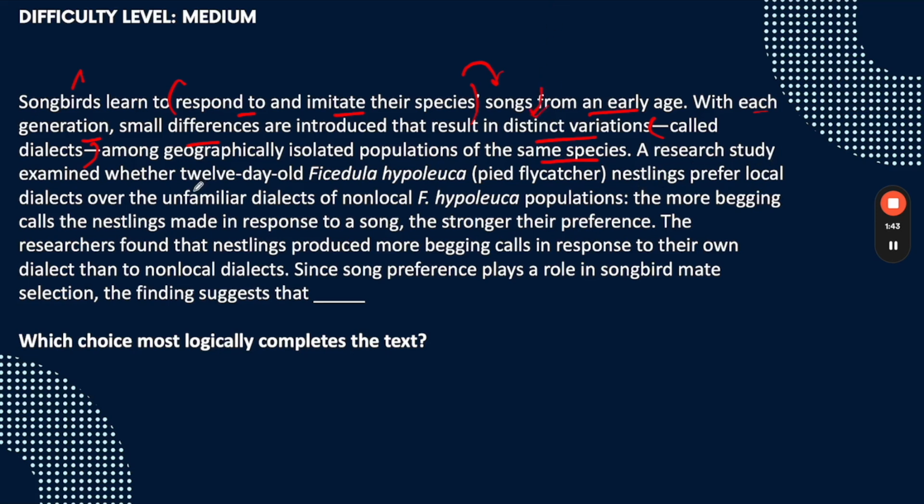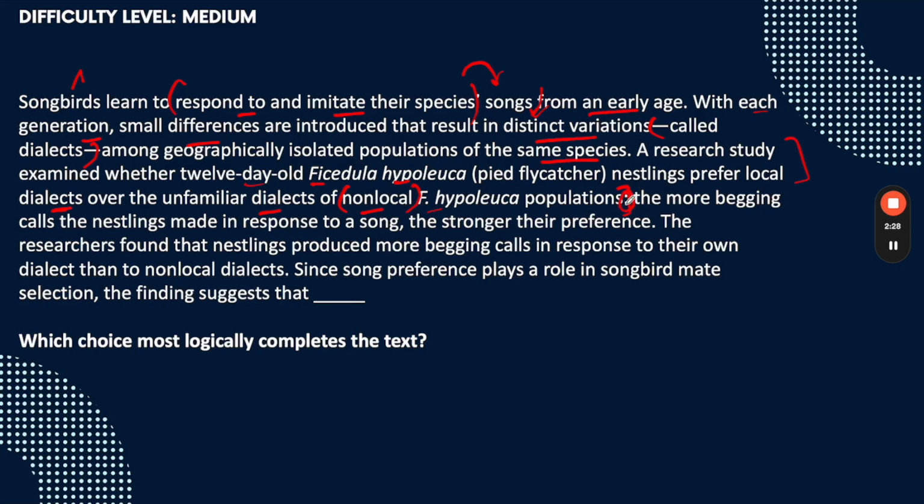A research study examined whether 12-day-old FH nestlings prefer local dialects over the unfamiliar dialects. Okay. Let's just try and understand this much, right, till this bit. What is this study all about? What are they trying to examine? They are trying to examine if these 12-day-old FH nestlings prefer local dialects over the unfamiliar dialects of the non-local FH. So we are still talking about FH, but these FH are non-local. They don't belong to the same location. So what would these 12-day-old FH prefer? Will they prefer the local dialects, or will they prefer the non-local dialects? Right? This is what they're examining.